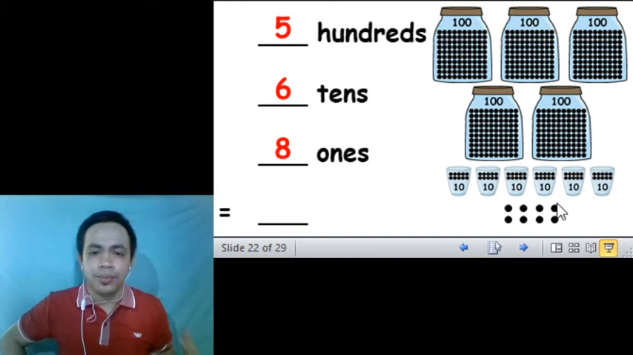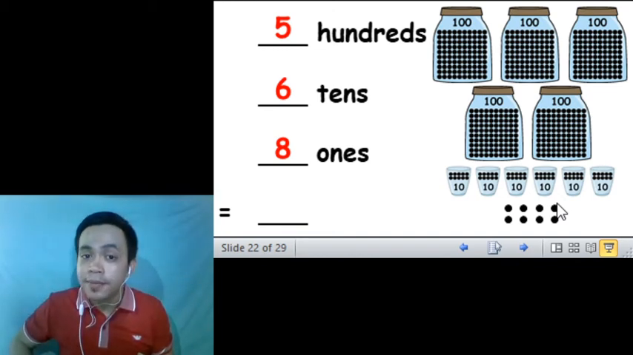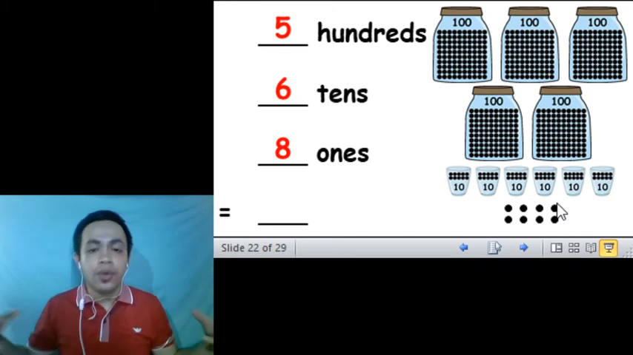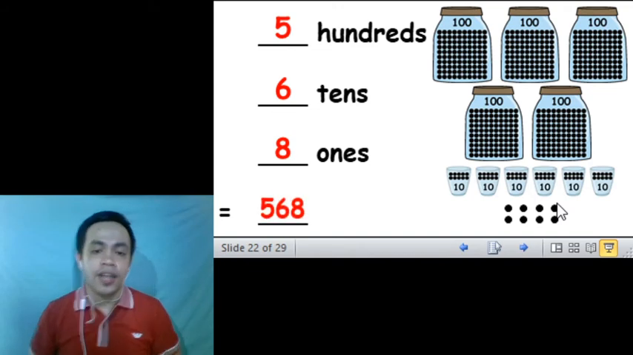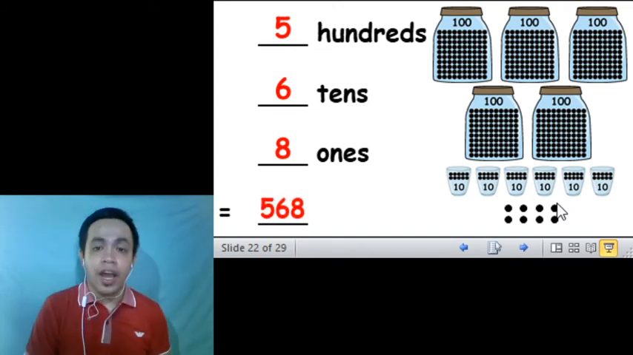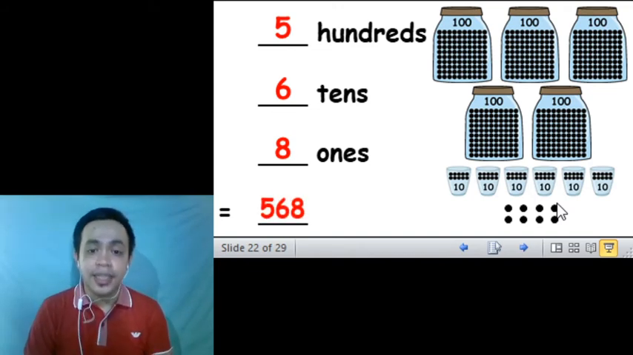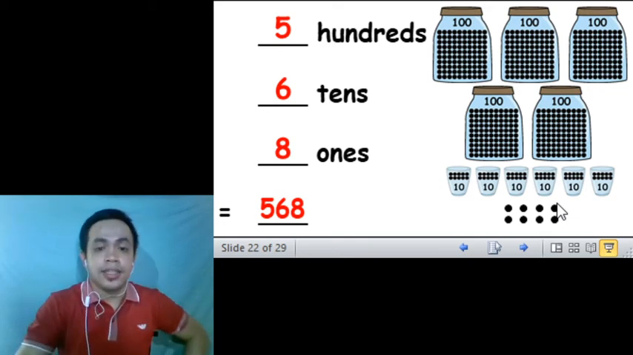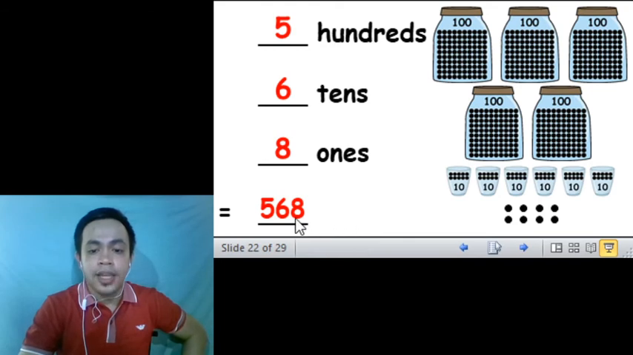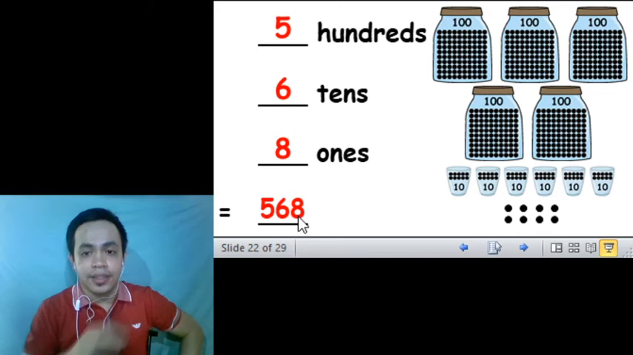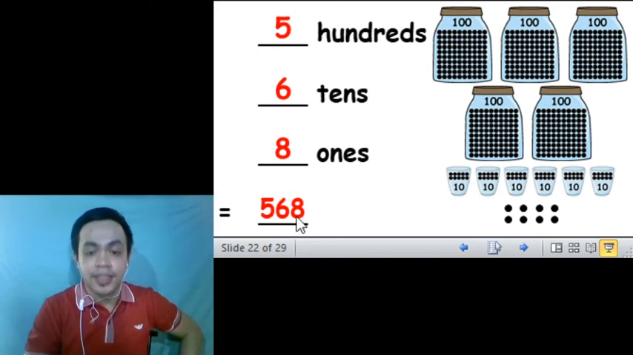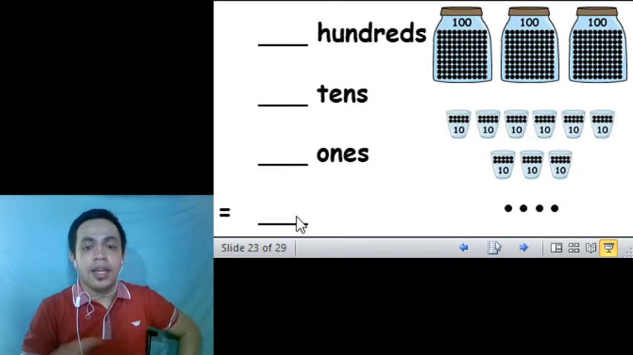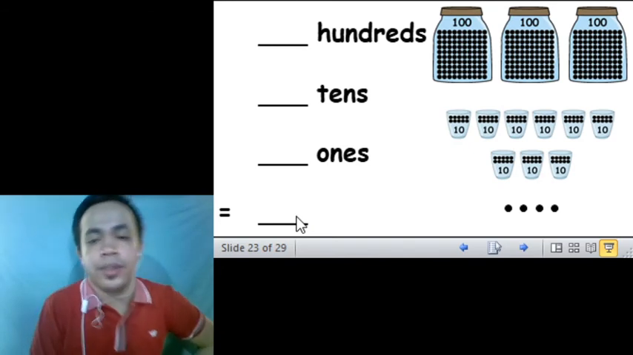What are you going to do? Okay, you have to combine the hundreds, the tens, and the ones. Therefore, it will become 568. So remember, there are only three numbers. So that's ones, tens, and hundreds. 568. 5 hundreds, 6 tens, and 8 ones. Okay? Let's do that one more time before you go with your activity.